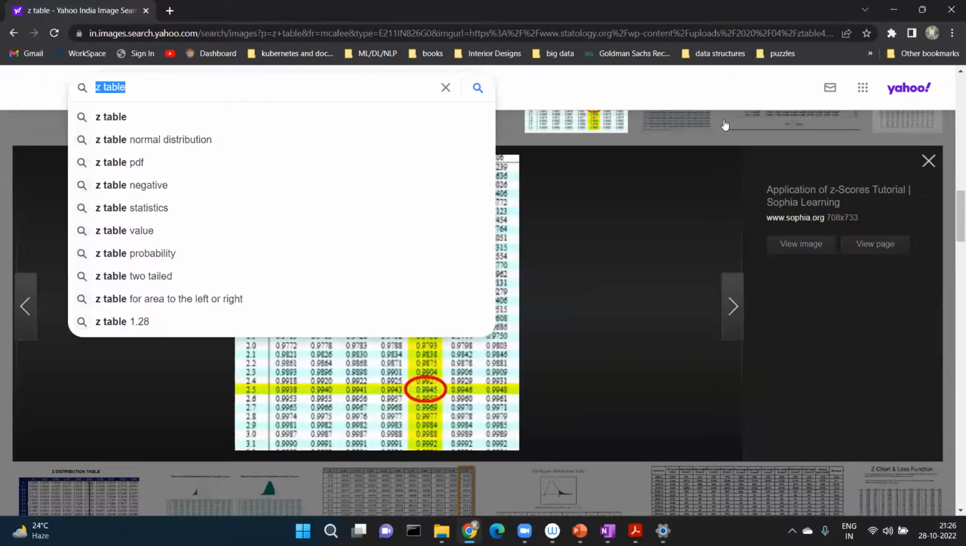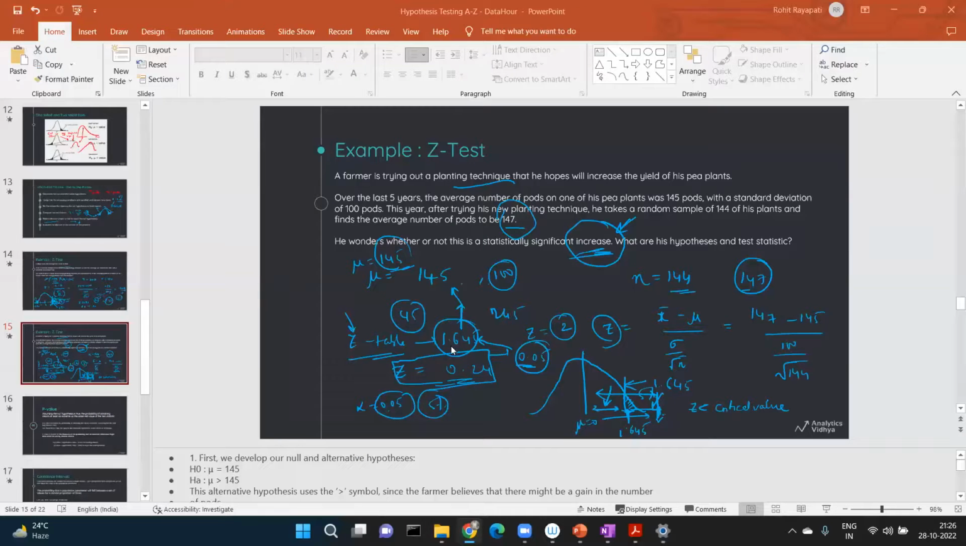Similarly, for the probability that we have considered here, which is 0.05, our z statistic would come down to 1.645 from the table. Okay.